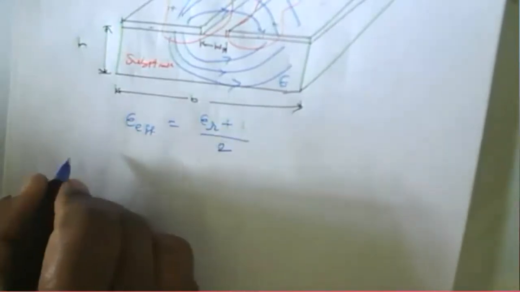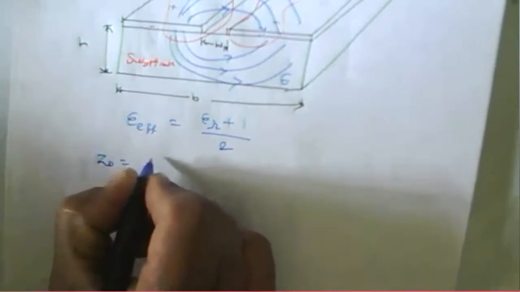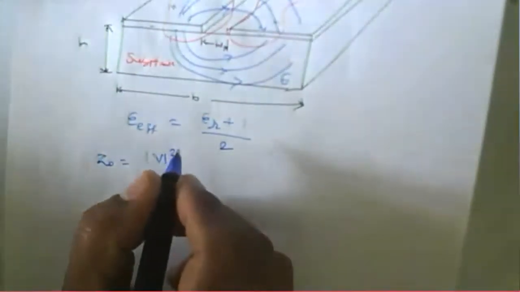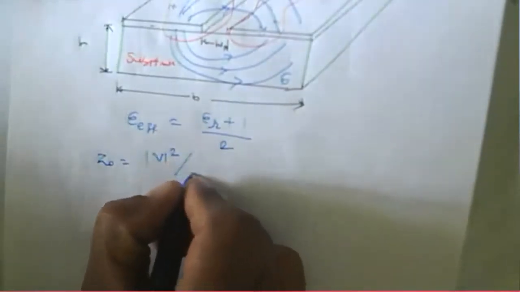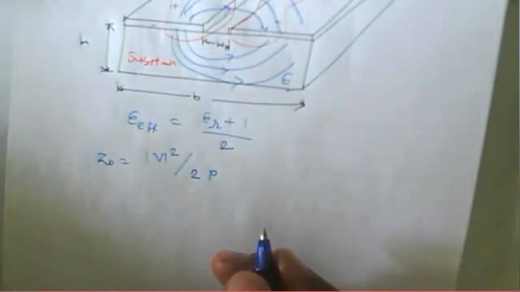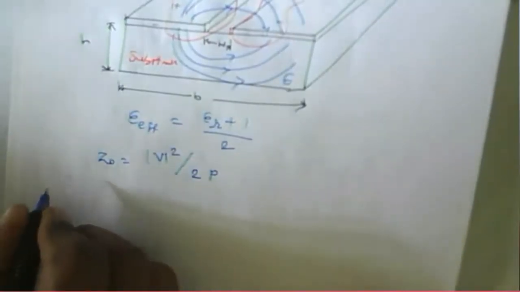Again, we can calculate the characteristic impedance. Earlier we saw it for the coplanar waveguide, and it is the same, the only difference being that we need to calculate the effective epsilon. That epsilon effective is equal to what? Epsilon r plus 1 divided by 2.